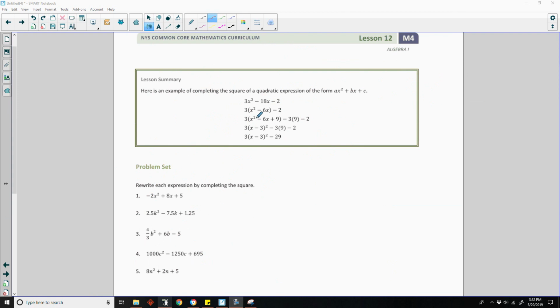Okay, page 5 brings us to the end of the lesson. Review the lesson summary and go to your problem set.